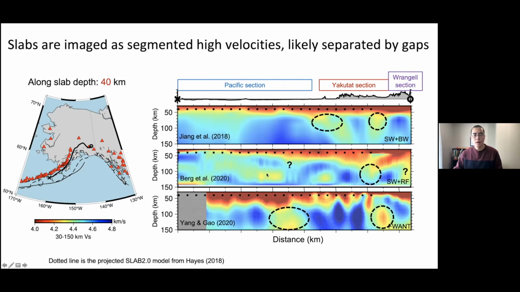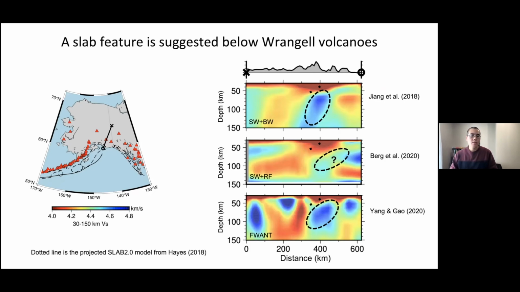And this Bolt et al. model shows a complicated pattern, but we see the variation from high to low and high. This is also shown in Yang and Gao's model. However, we admit the inconsistency and complexity of the structure among different models. Across the Wrangell volcanoes, we see a high velocity feature right below the volcanic region, outlined by the dashed area here.